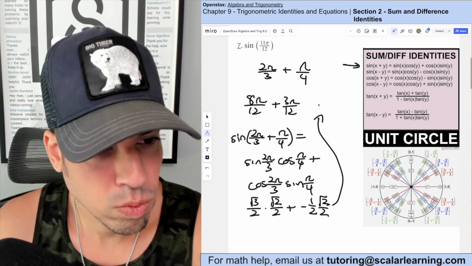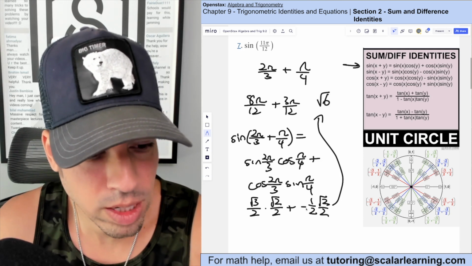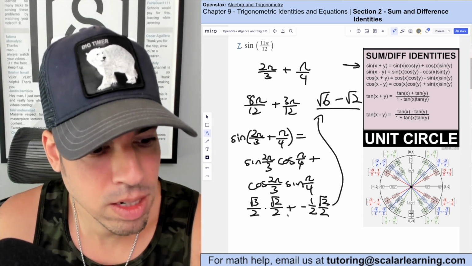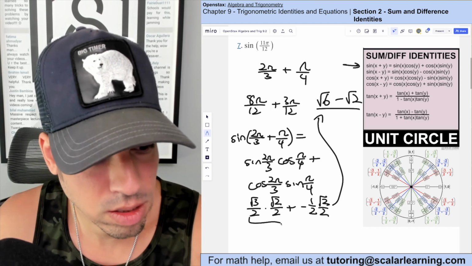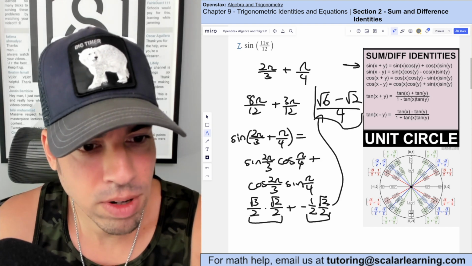Now let's evaluate. So here we have rad 6. Here we have 1 times rad 2. That's rad 2. And then minus, so we'll make it minus rad 2. And then over that common denominator, that's why I'm combining everything to this common denominator of 2 times 2, which is 4, okay? And there's the final answer.